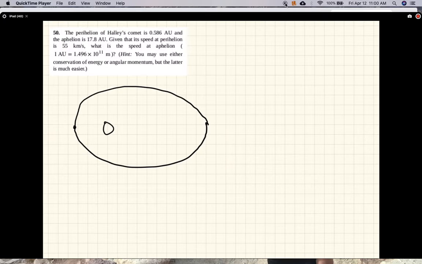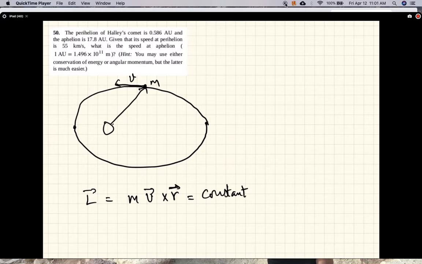What conservation of angular momentum tells you is the following. If this is the location of the comet, there's the velocity, and m is the mass. The angular momentum is m v cross r, and this is constant. At perihelion and aphelion, here it's going fast and here it's going slow.